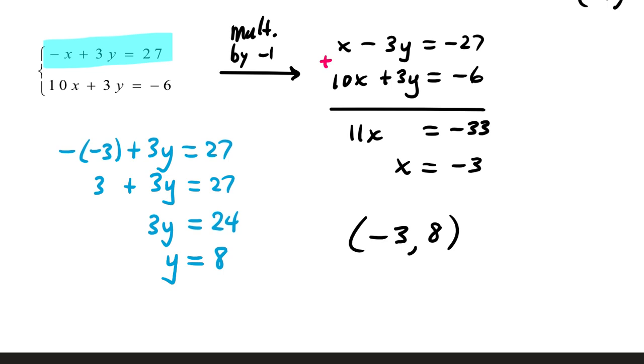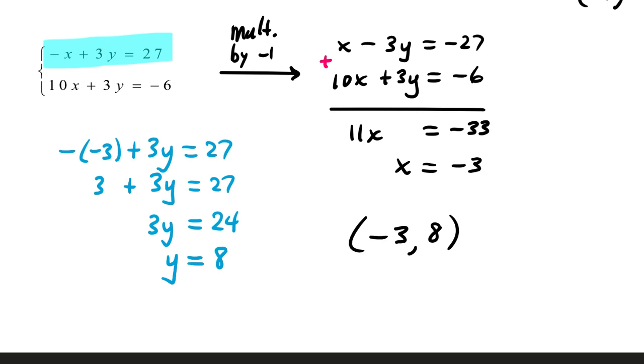Now we can add and eliminate the y's. Adding the x's, we get 11x total. Because of the opposites, we eliminate the y's. These add up to negative 33. So 11x equals negative 33 when x equals negative 3. That's our first number. Now, go back to the system.